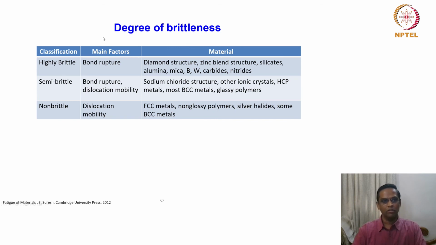Before we discuss the mechanisms, we will also define the degree of brittleness. We can classify highly brittle, semi-brittle and non-brittle materials. In a highly brittle material, the main factor is bond rupture. Examples are diamond structure, zinc blende structure, silicates, alumina, mica, boron, tungsten carbides and nitrides. In semi-brittle materials, the main factors which characterize the failure are bond rupture and dislocation mobility. For example, sodium chloride structure, other ionic crystals, HCP metals, most BCC metals, and glassy polymers. They come under the semi-brittle classification, and non-brittle is dislocation mobility: FCC metals, non-glassy polymers, silver halides, some BCC metals. So the degree of brittleness is measured by these parameters and factors, and these are the material examples for that.